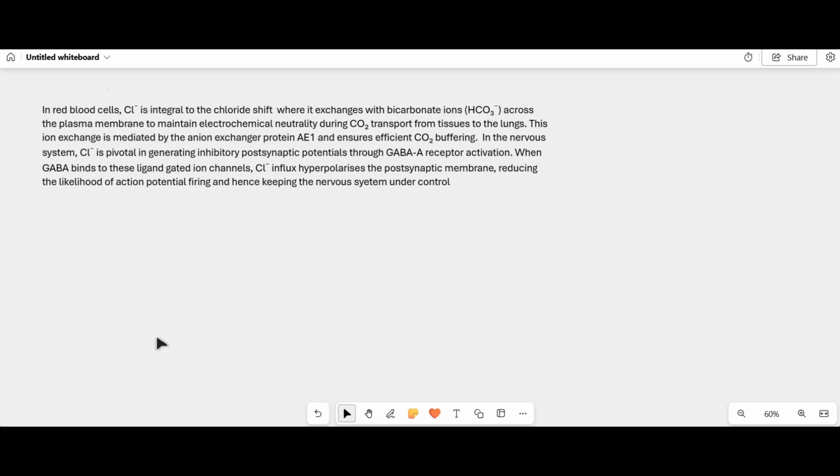In red blood cells, Cl⁻ is integral to the chloride shift. I talked about the buffer effect with the CO2, the H+ and the carbonic acid, all of that, to make sure that the pH remains the same. This HCO3⁻ is going to move away, and because it's negatively charged, the cell loses negative charge. So you need to make up for that loss of negative charge to maintain electrochemical neutrality. What you need is another negatively charged particle, Cl⁻, to move in. That's called a chloride shift.